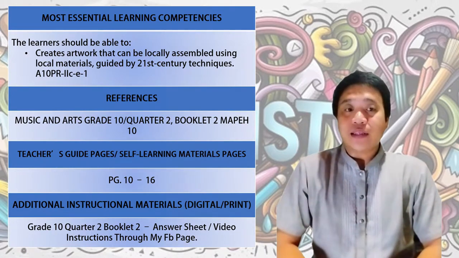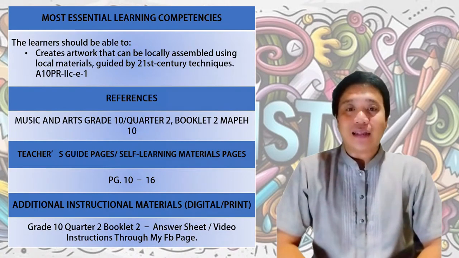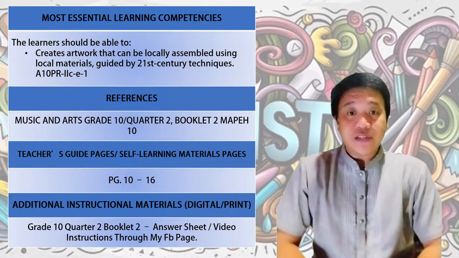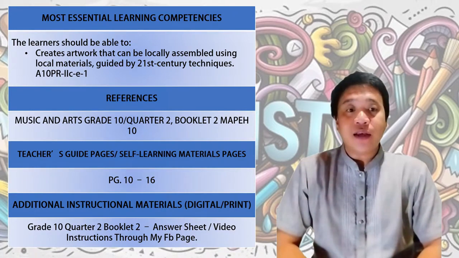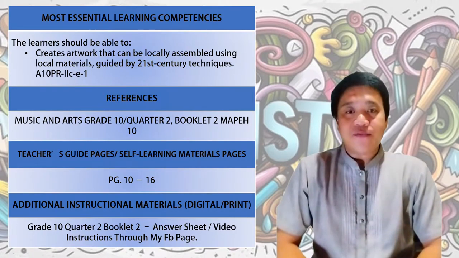Code 810PR-2C-E-1. Reference, Music and Arts Guide 10, Quarter 2, Booklet 2, MAPEH 10. Teacher's Guide Pages, Self-Learning Materials Pages 10 to 16. Additional instructional materials for printed and digital modalities, we have Grade 10, Quarter 2, Booklet 2, Answer Sheets, and video instructions on my FB page.